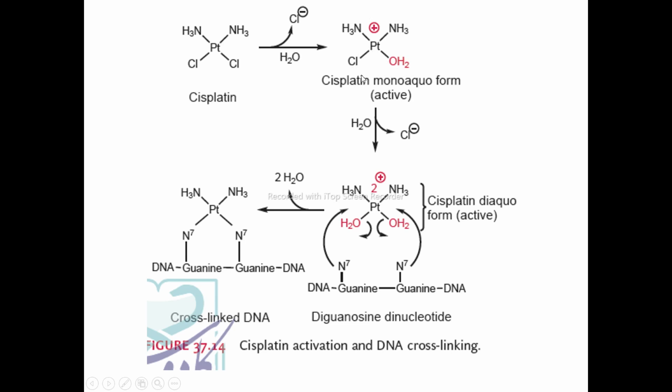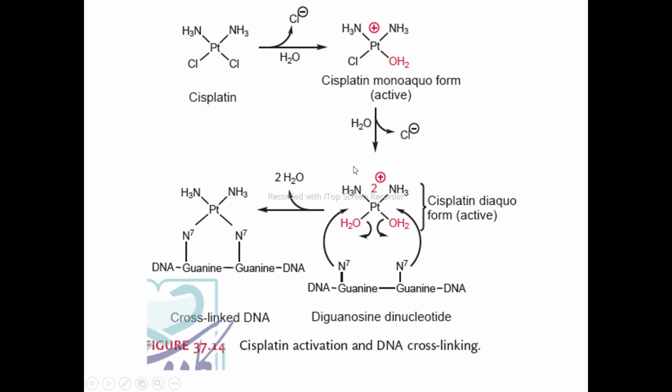The net charge on this complex was zero, but now both the chlorides are displaced, so there is no atom to donate the electrons towards the platinum, right? So it becomes highly electron deficient, and hence there is a more positive charge, so it is a highly electrophilic species.